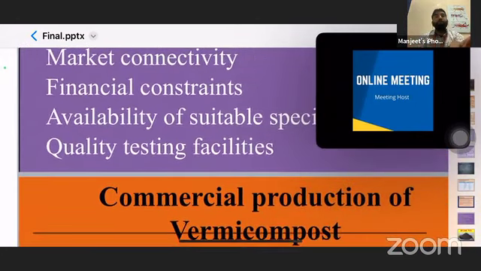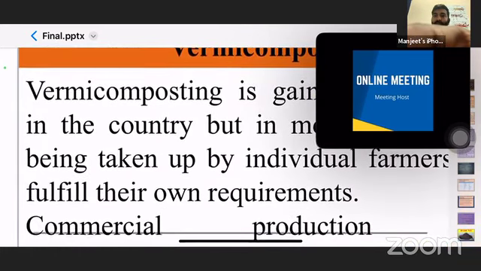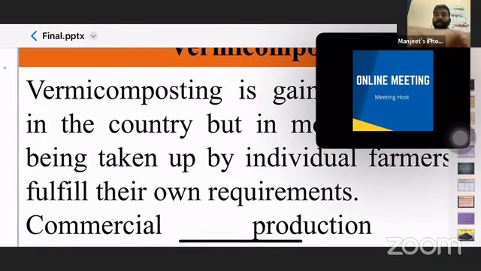Availability of the suitable species is not a big issue, but it may be at some locations. Quality testing is an issue, especially in developing countries like India, as standard operating procedures and quality testing facilities, or some certification agency, are not available. So it may be a challenge to scale up the marketing of vermicompost.